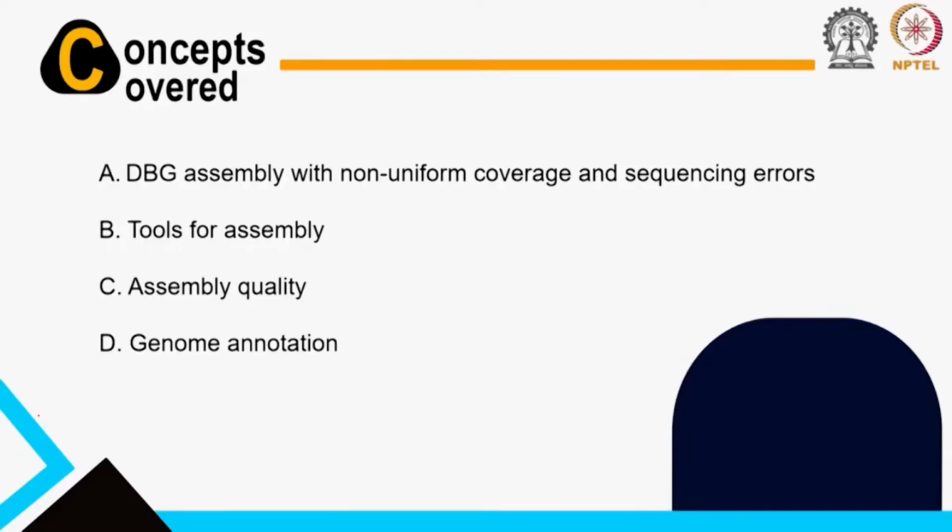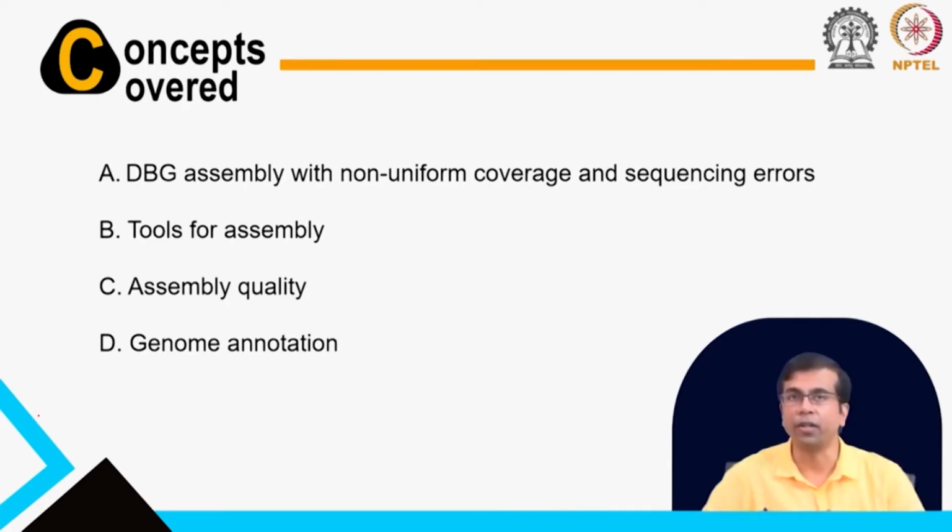We will talk about DBG assembly with non-uniform coverage and sequencing errors, how non-uniform coverage and sequencing errors actually affect the assembly process and what the outcome is. We will then talk about the different tools that are available for assembly. These tools are based on the algorithms that we talked about. I will briefly mention those tools that you can use, and then we will talk about the assembly quality. Once we have assembled the genome, we need to evaluate the quality of the assembly process, whether the assembly is actually good or whether there is some scope for improvement. Those things can be assessed using this assembly quality process.